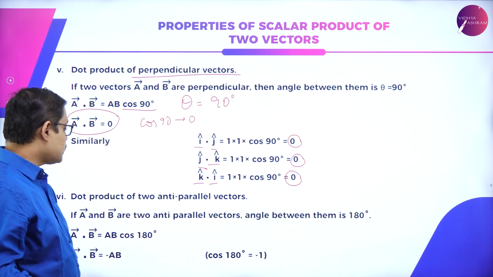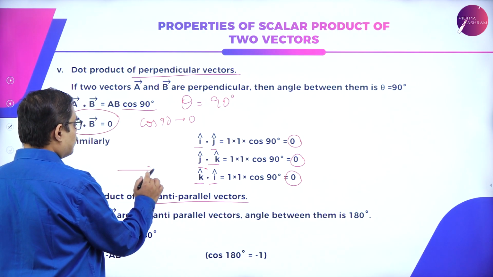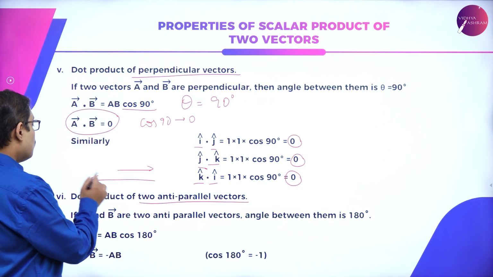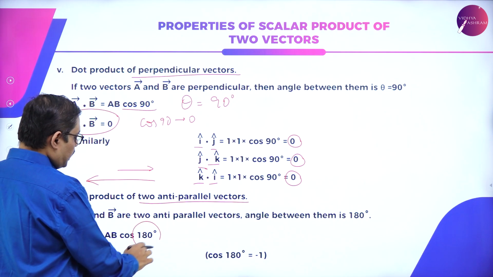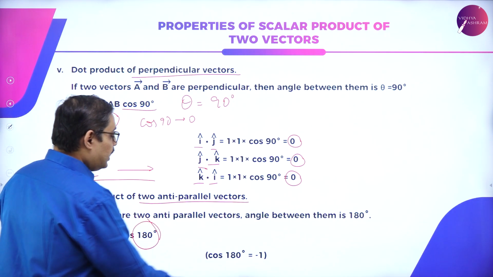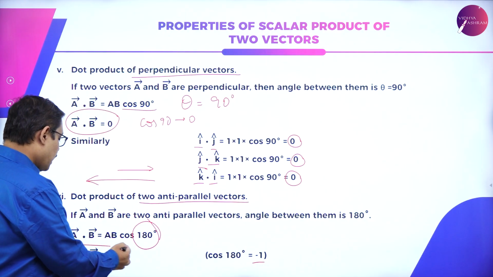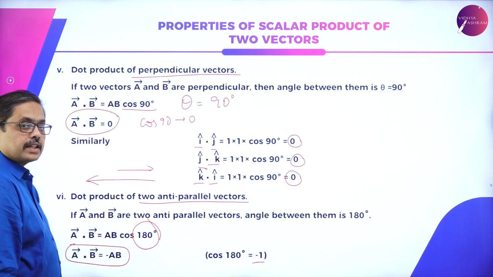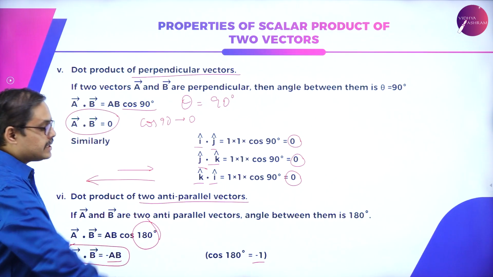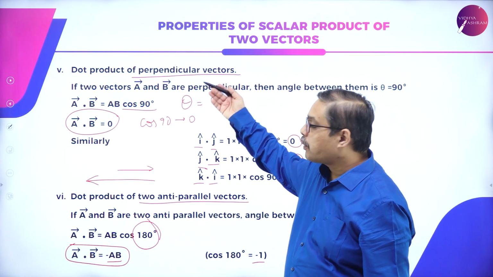You can also check the dot product of two anti-parallel vectors or opposite vectors. I have two vectors which are acting in opposite directions. Once the vectors are acting in opposite directions, the angle will be 180 degrees. What is cos 180? It is -1. So A dot B for two vectors acting in opposite directions, their scalar product or dot product shall be -AB. Okay. These are a few of the properties.